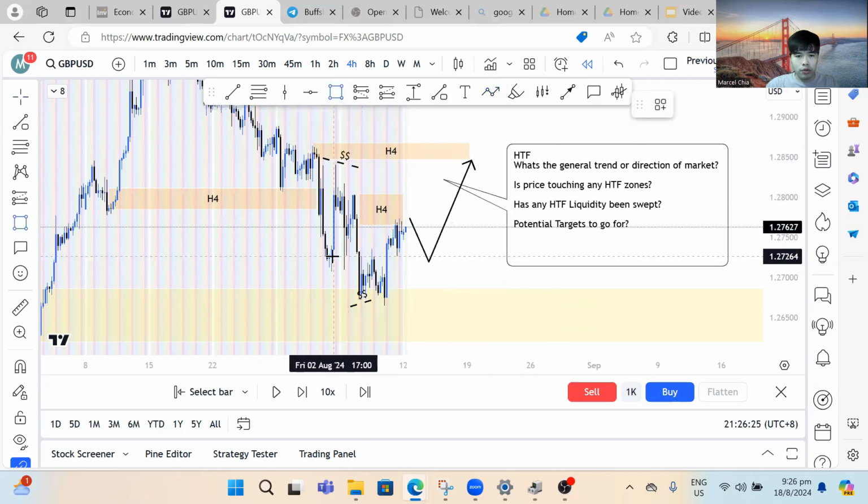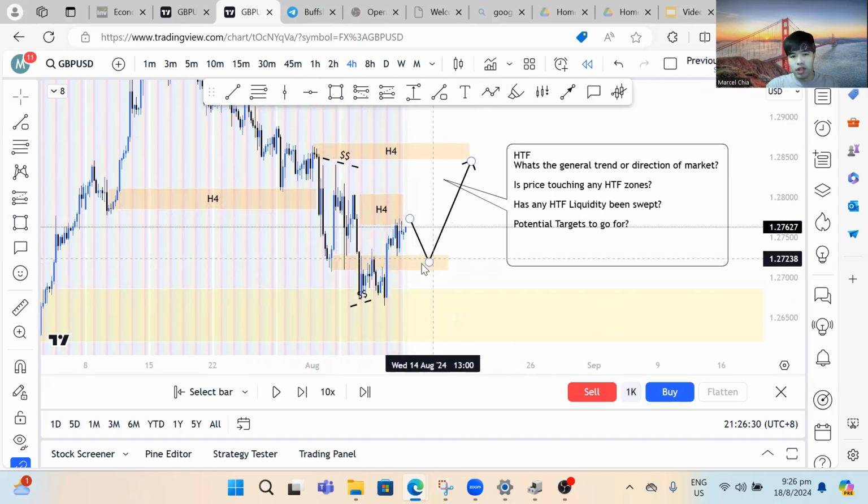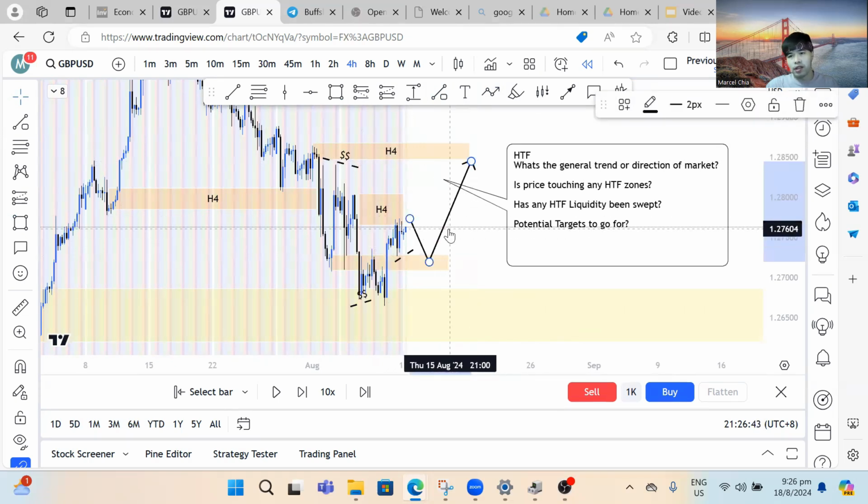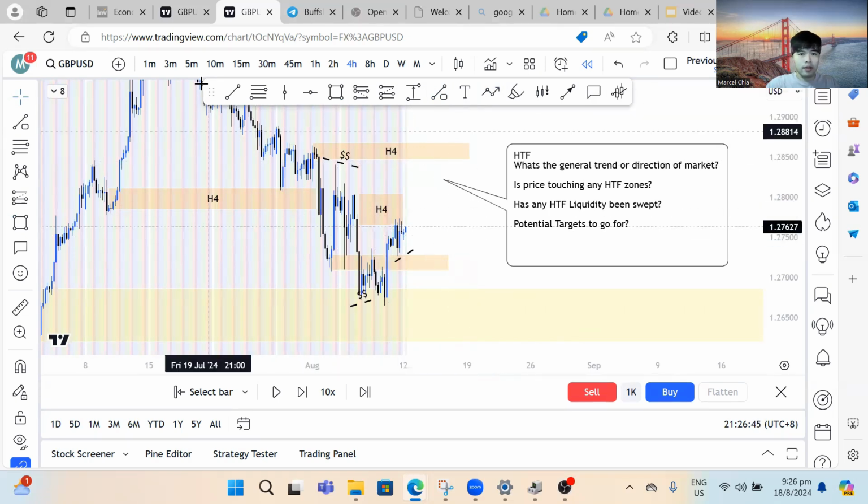Because this zone coincides with these levels, it can be an inversion. Price could potentially come here, sweep all this liquidity here as well, and retest this. So this can be a potential breaker block of this level before price goes up. So this could be a potential price movement at that point of time.